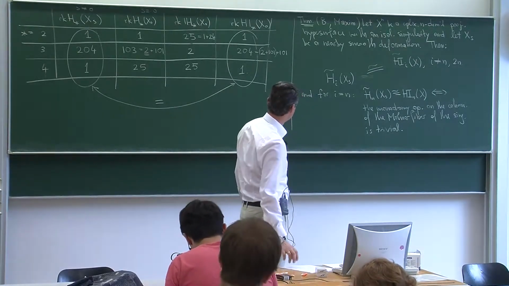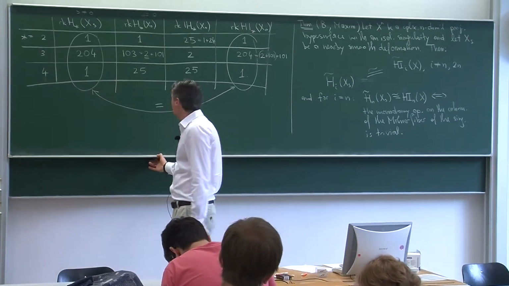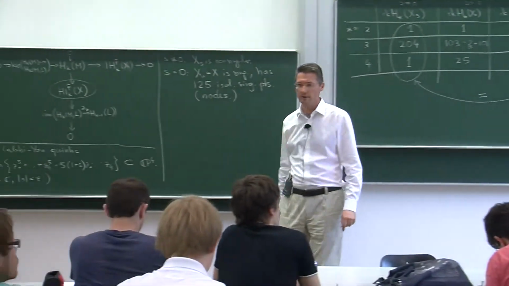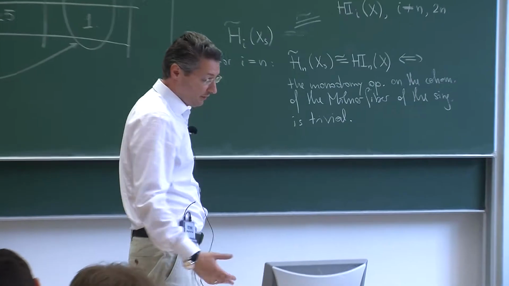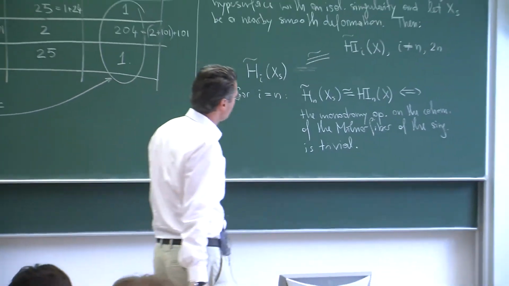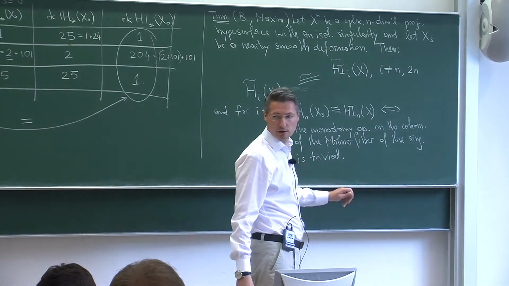So this kind of triviality happens in all the previous examples. It's true for the Calabi-Yau quintic, and it's true in this torus picture. But in general, it is, of course, a serious assumption. I mean, for most singularities, actually, it's not trivial.